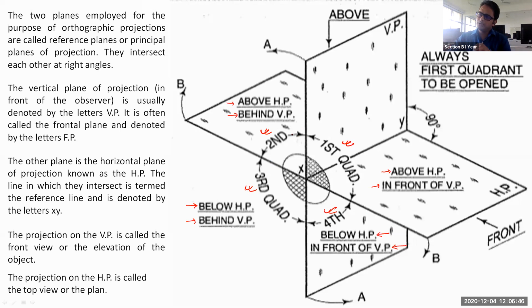What you can see here is how to convert this 3D orientation of your coordinate system into 2D. How will we do it? In the previous slide, I told you how to do it for the first quadrant. So we open this vertical plane like this, and your horizontal plane in this direction.